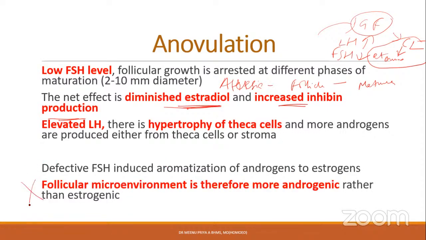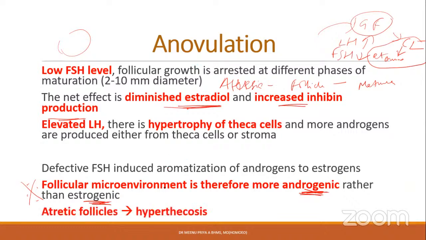And this is very important: the follicular microenvironment in the ovaries. The follicles should undergo maturation and then form a Graafian follicle, going into ovulation, then corpus luteum, and then the ovum being released. All this should occur. This is the follicular microenvironment. It is becoming more androgenic in PCOS rather than estrogenic. It is estrogenic normally, but it is becoming androgenic, and that is why no ovulation is occurring. And because of hyperthecosis, there are atretic follicles, and that is why there is no ovulation.